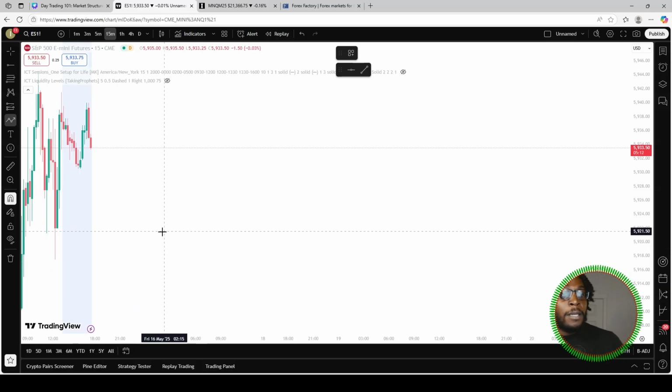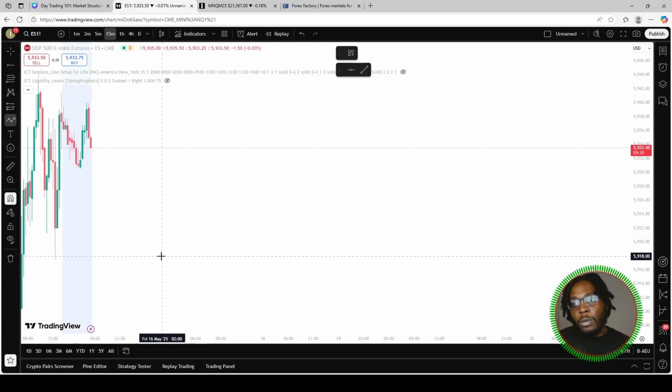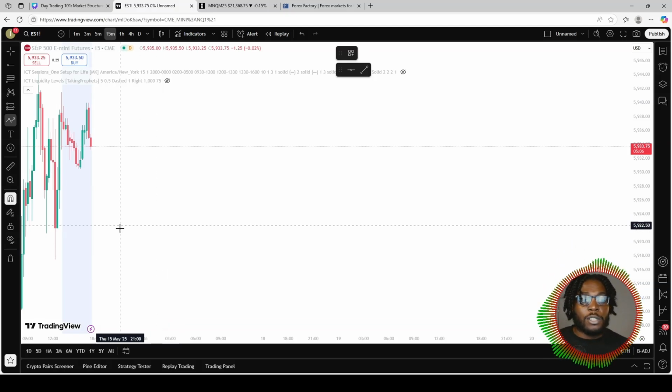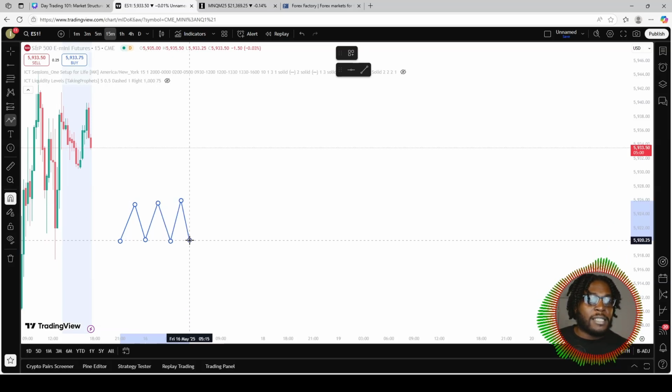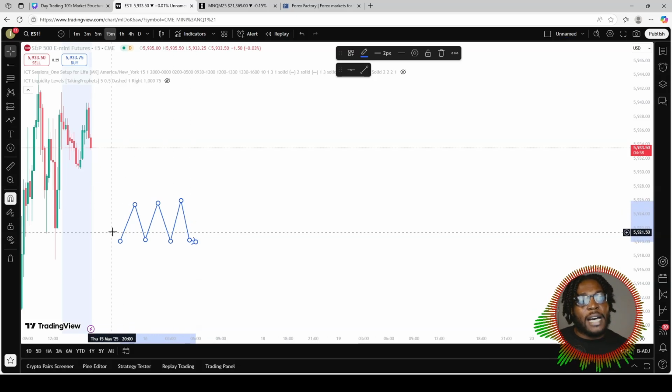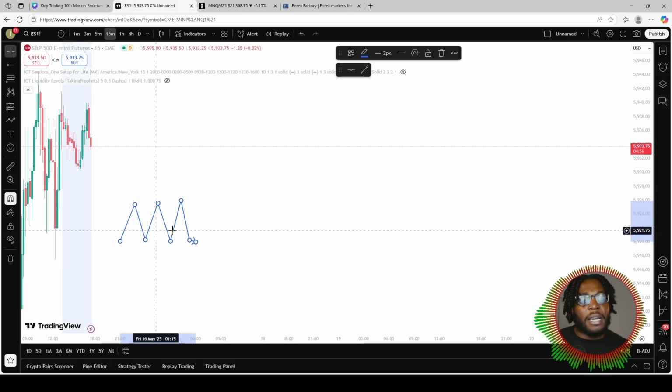All right. So what we want to focus on. If we're looking at a bullish market, this is what we would see. We already spoke about consolidation. So this is consolidation right here. Price is consolidating. It's not making any new highs or new lows. It's just kind of chopping back and forth.